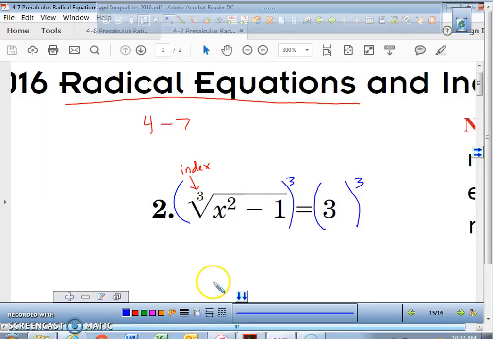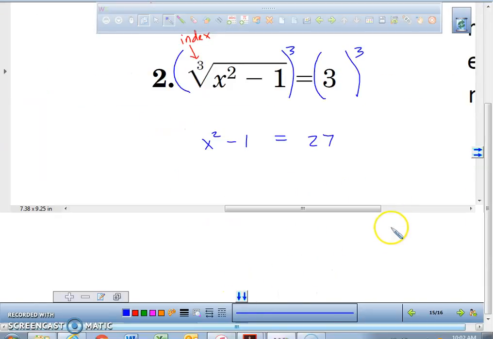Because I cubed this side, I'm simply left with x squared minus 1. That's what gets rid of that cubic root right there. And 3 times 3 times 3 is 27. 3 cubed is 27. Then you're allowed to add 1 to both sides, and you get x squared equals 28.